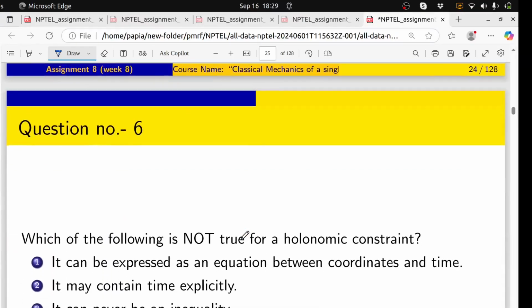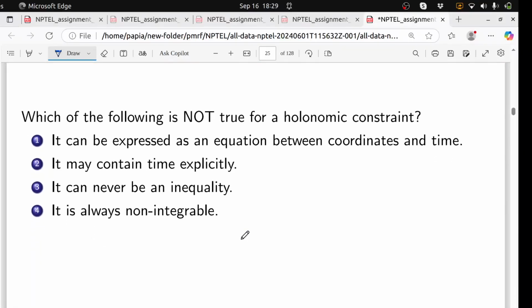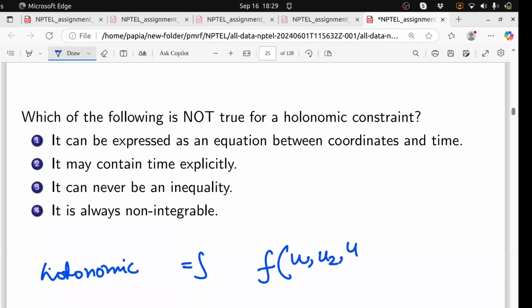Okay, so this is the case. Now coming to question number 6. Which of the following is not true for a holonomic constraint? Again a similar question for the holonomic one. Holonomic means it should be f1 into t equals to 0. This should be the equation, right? So it can be expressed as an equation between coordinates and time. Yes, that is true. It may contain time explicitly. That is also true. It can never be an inequality. That is also true. It is always non-integrable. No, it is not true.